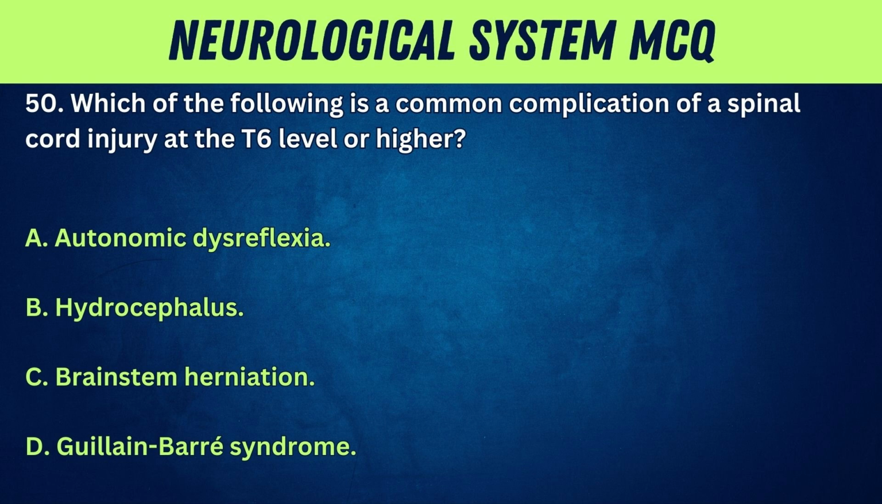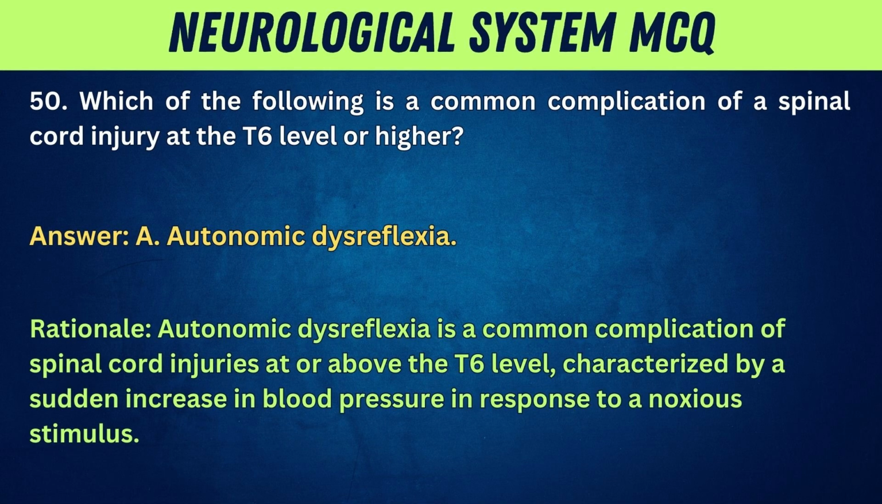50. Which of the following is a common complication of a spinal cord injury at the T6 level or higher? A. Autonomic dysreflexia. B. Hydrocephalus. C. Brainstem herniation. D. Guillain-Barré syndrome. Answer: A. Autonomic dysreflexia. Rationale: autonomic dysreflexia is a common complication of spinal cord injuries at or above the T6 level, characterized by a sudden increase in blood pressure in response to a noxious stimulus.